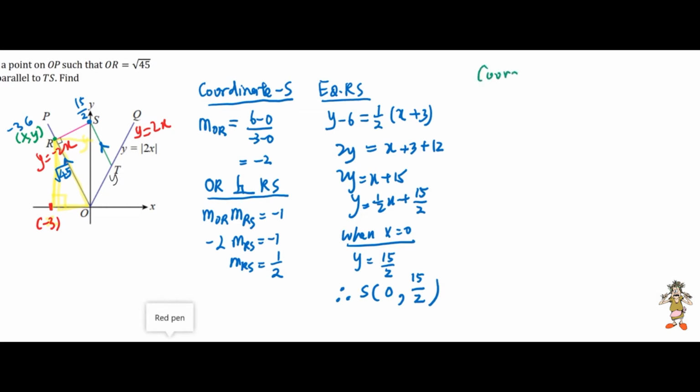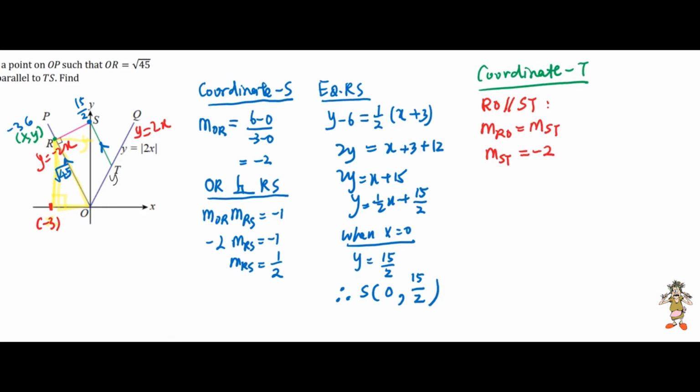Since RO is parallel to ST, therefore the gradient of RO equals the gradient of ST, which is negative 2. So we find the equation first, the equation of ST.